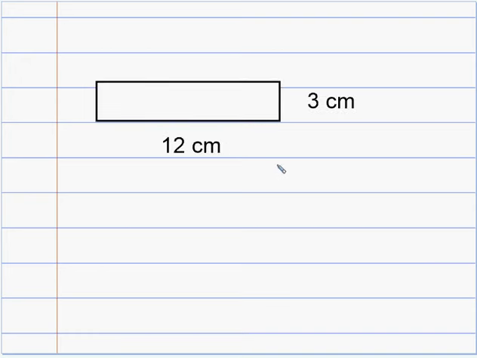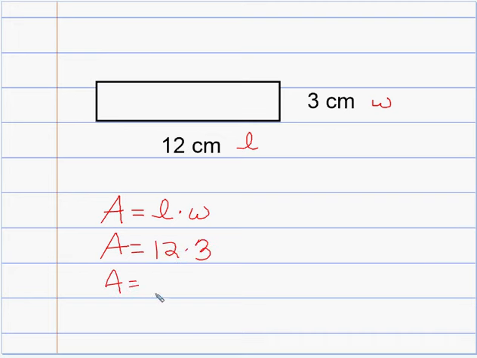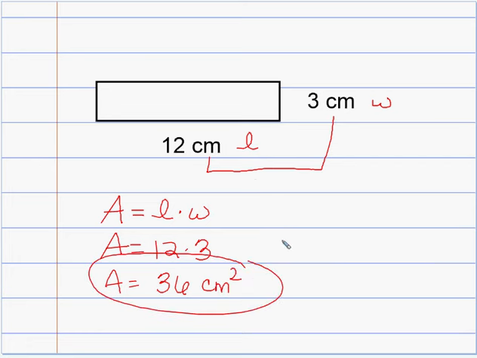So here is a rectangle, so we're going to use our formula for area and calculate the area. Area equals length times width. It's a rectangle, it doesn't matter which one you say is L and which one you say is W. So this is area equals, substitute in for length and width, 12 times 3. So area equals, what is 12 times 3? That is 36, and we have centimeters times centimeters, so we end up with centimeters squared. Okay, remember to square the units when it's area.